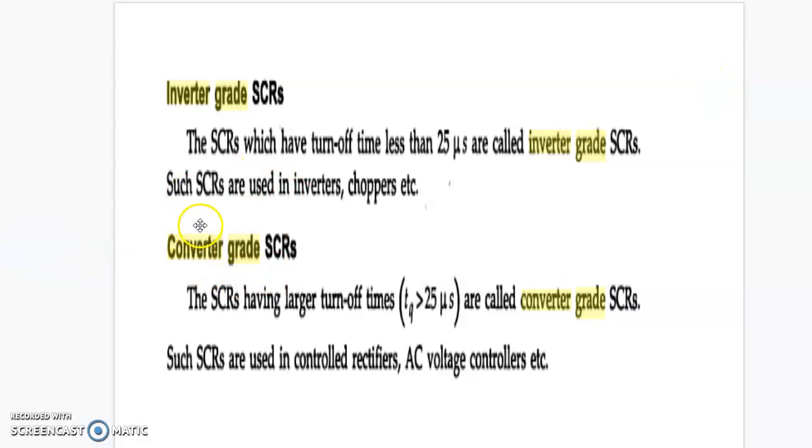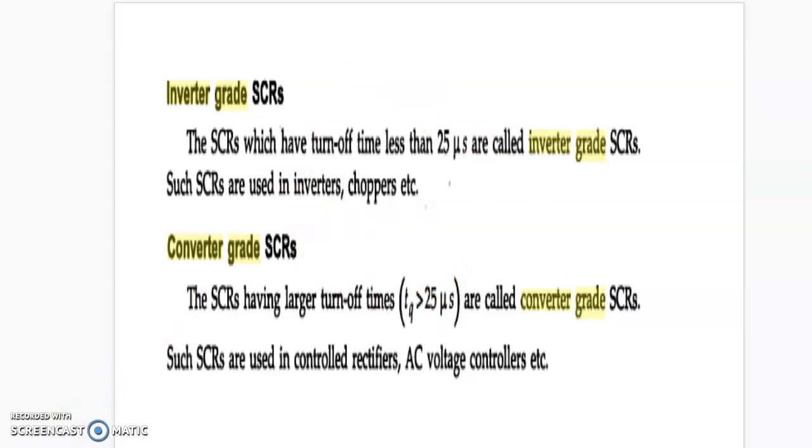A converter grade SCR has a large turn off time. That is, the turn off time is greater than 25 microseconds. Then it is known as a converter grade SCR, which is used in controlled rectifiers and AC voltage controllers. We will see what inverters, choppers, controlled rectifiers and AC voltage controllers are in the upcoming units. We have already seen that a microsecond is 10 power minus 6. So you can see how quickly an SCR turns on and turns off.